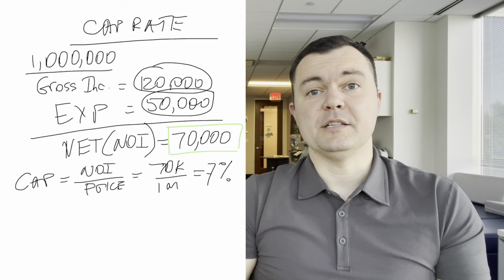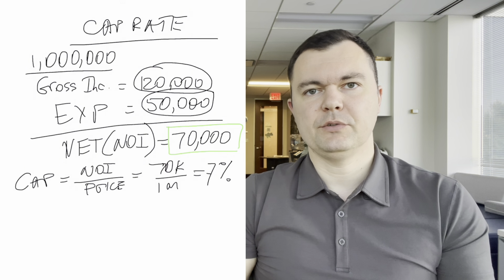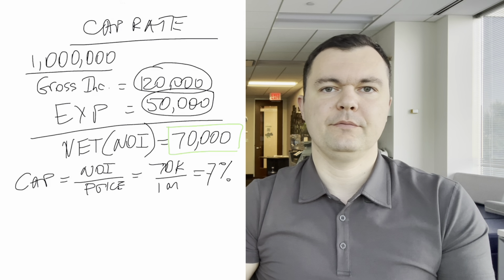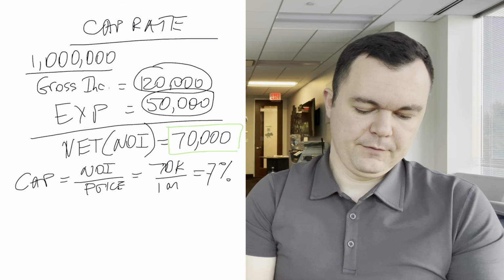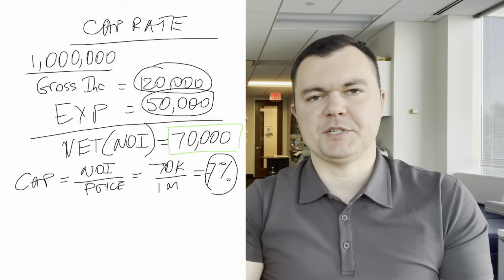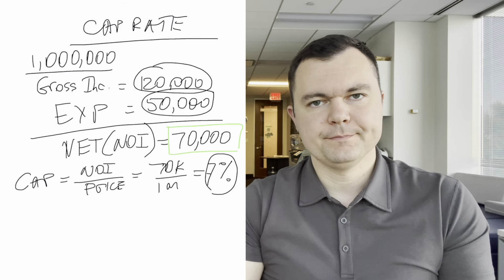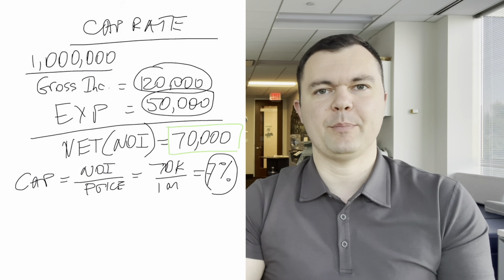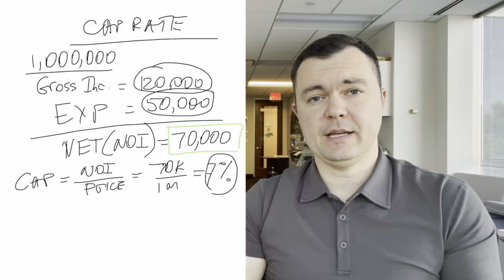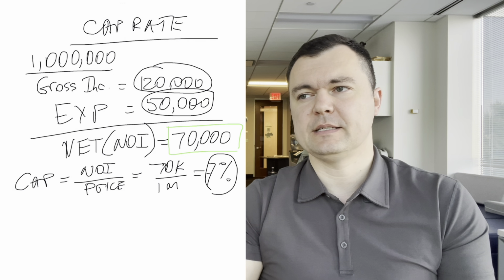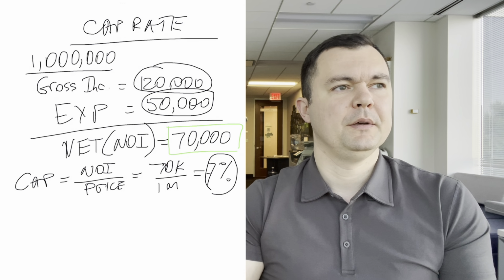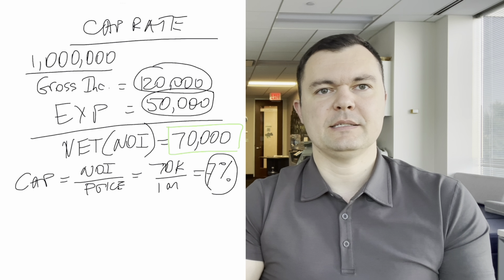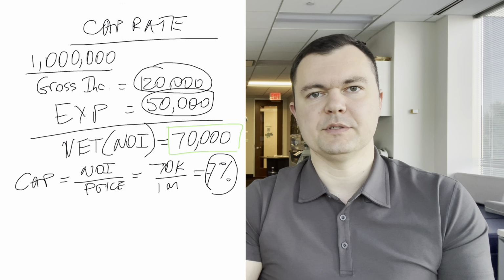Is this good? I think it's awesome in today's market. Today's market shows 5, 6, 4.5 in good areas, whatever. If you can get a cap rate right now at 7%, there's probably some challenges with the property. There's got to be something about the building. There's got to be something about the area. There's got to be something. Unless it's off the market and you're the only buyer who knows about the building.